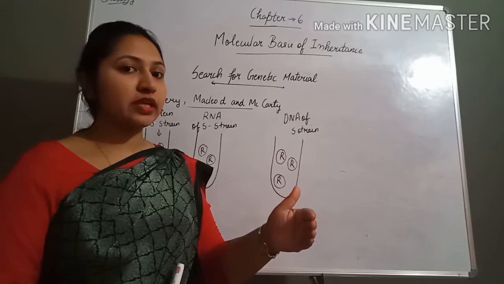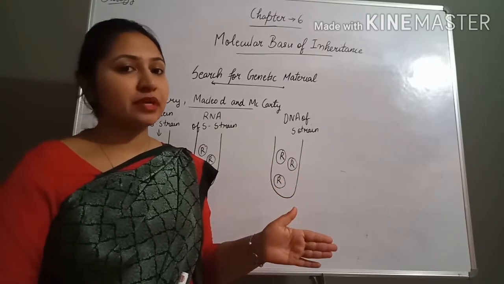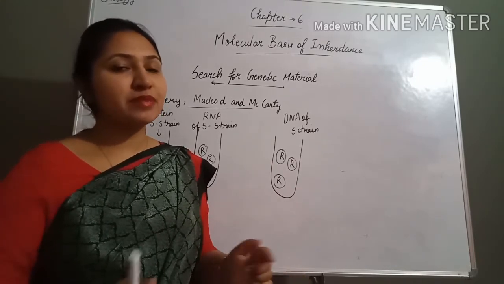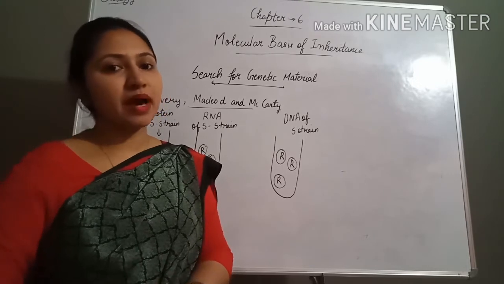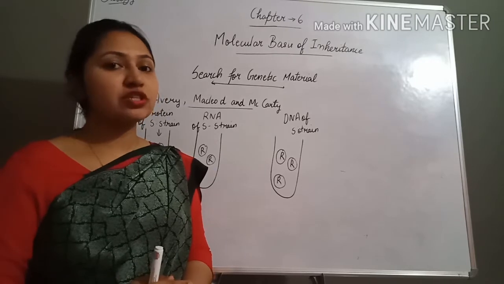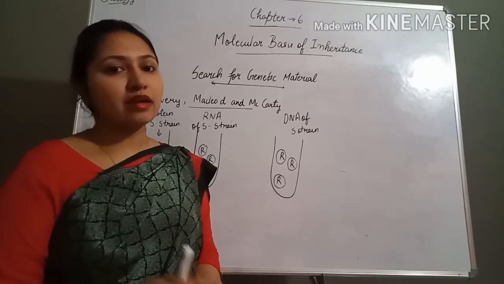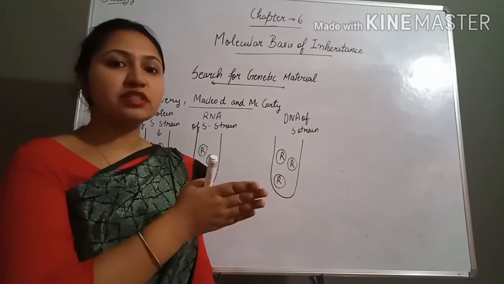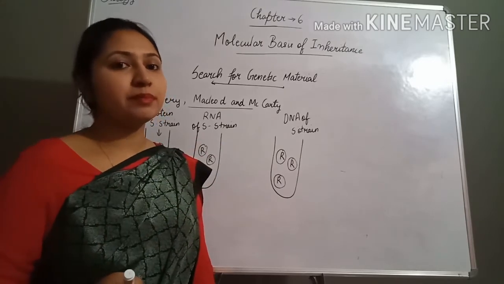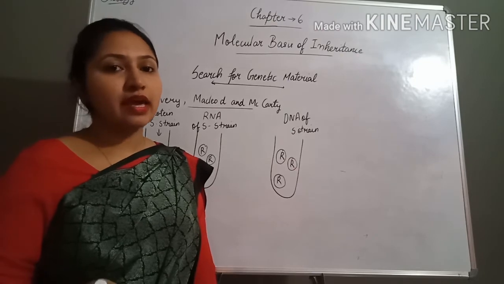But when the heat killed S type and the R type were taken individually, the mice survived. When the mixture was taken, the mice died. It means that some transforming agent was there which transferred from the heat killed S type bacteria into the R type and converted it into the S type.